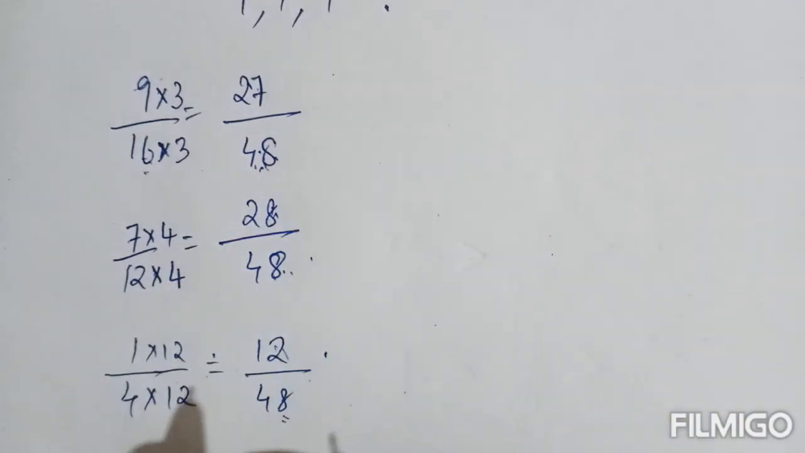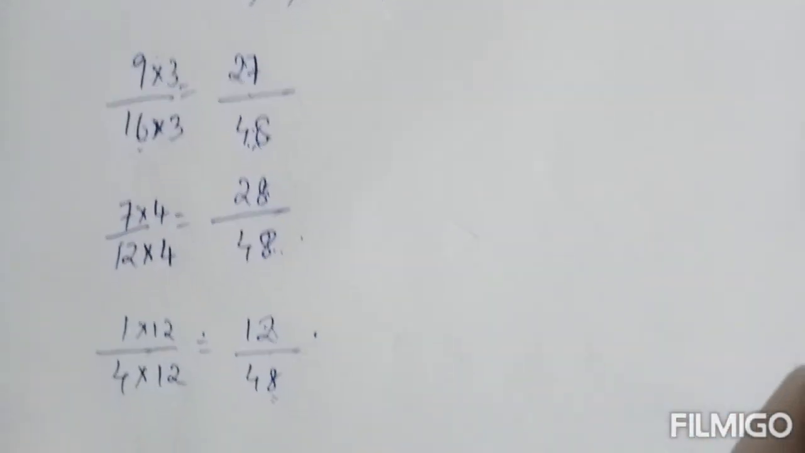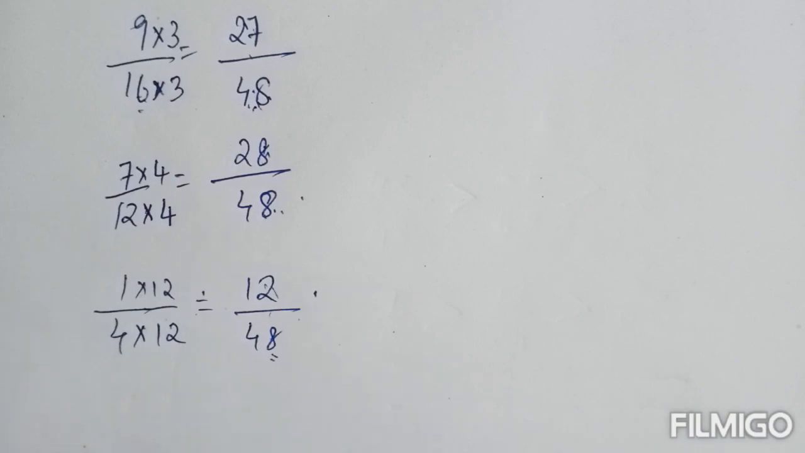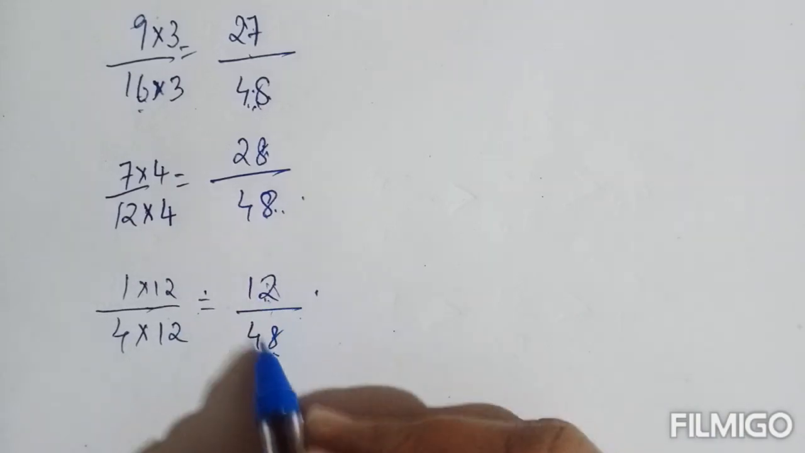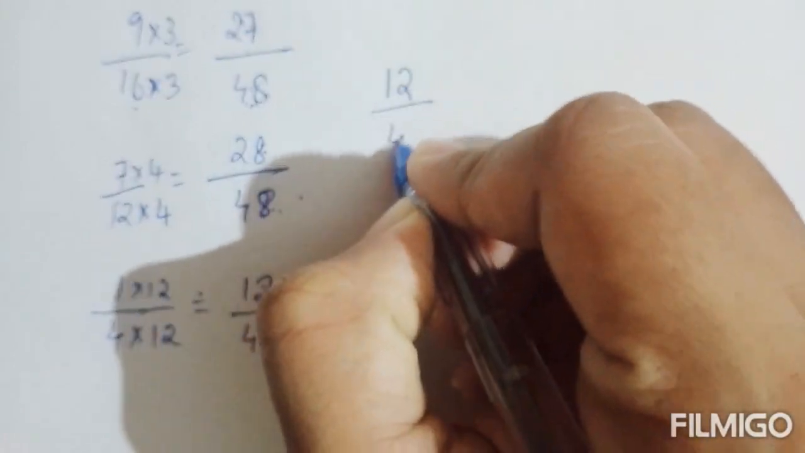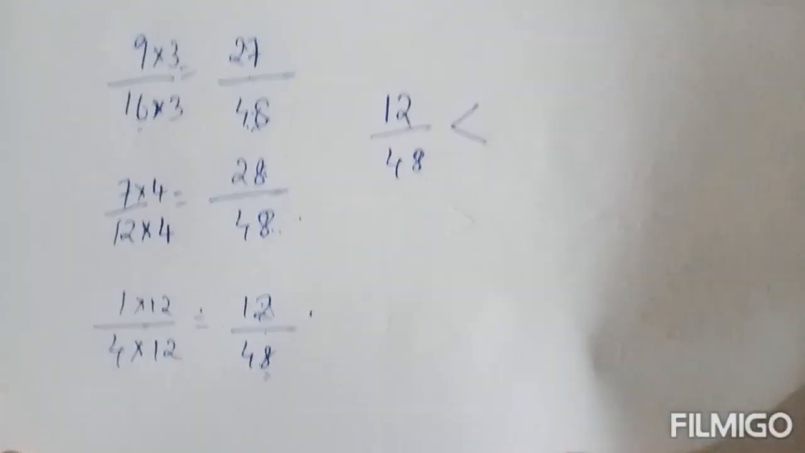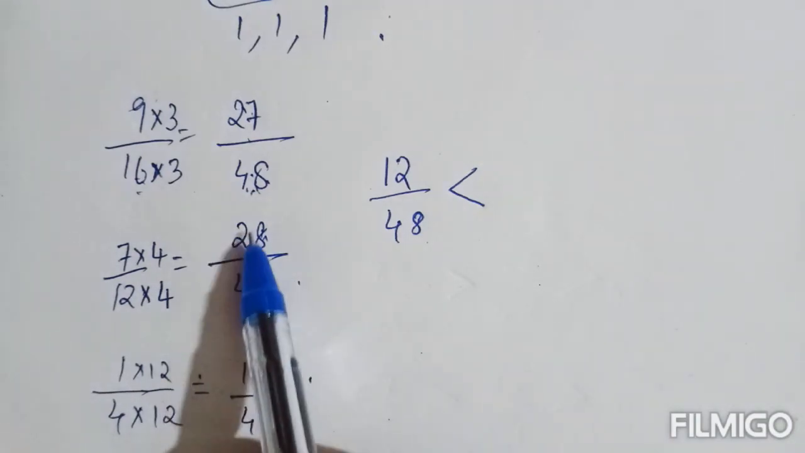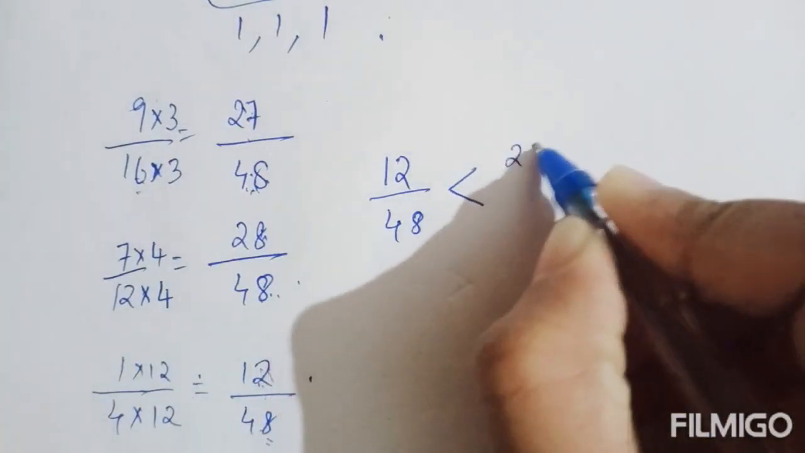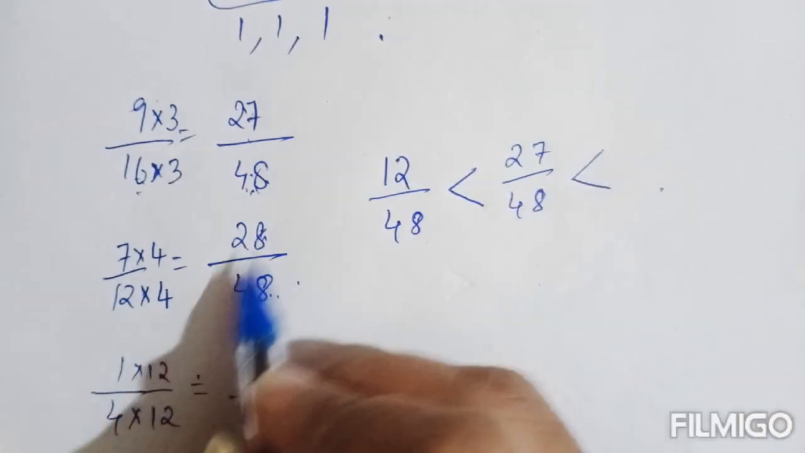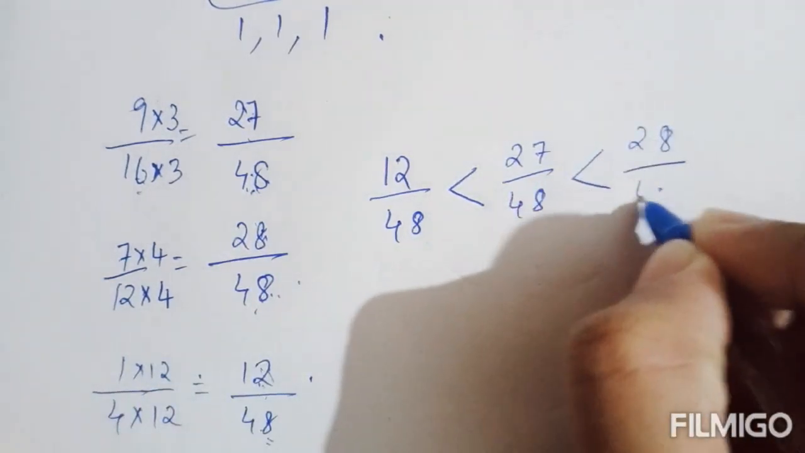Denominators are same. Now you can arrange in their ascending order. That means starting from the smaller fraction. Which one will be the smaller? The fraction having the smaller numerator. Here it is 12. 12 by 48 less than. You are arranging in ascending order, so use the less than symbol. Next, which fraction has the smaller numerator? It is 27 by 48, less than. And last, it is 28 by 48.